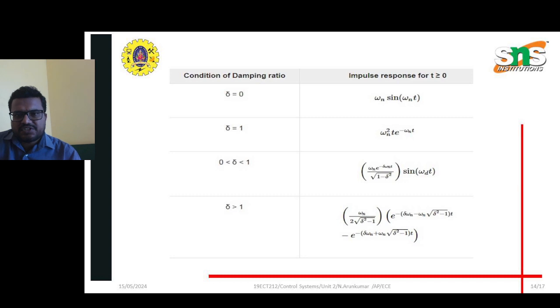The next one is the impulse response of the second order system based on the damping ratio. If delta equals 0, the equations follow the characteristic equation. If delta equals 1, the equation changes. If 0 is less than delta less than 1, the roots come with the impulse response. If it is greater than 1, it is overdamped, and then we can write the transfer function by the following characteristic equations.